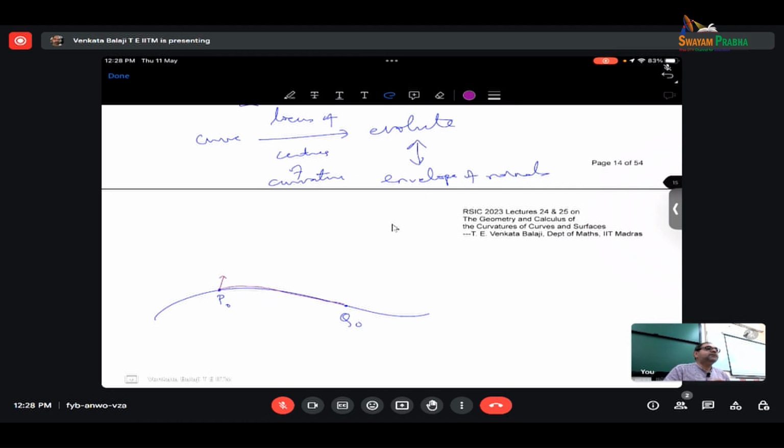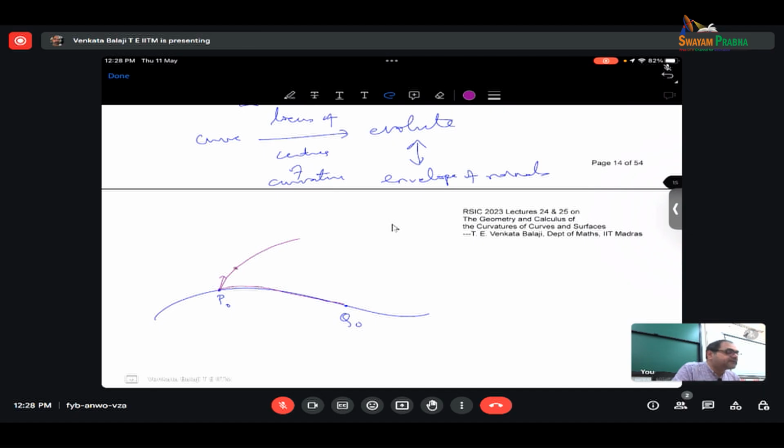The string is stuck to the curve. When I pull it, it will trace a path. That's called the involute. This is the process to reverse the taking of the evolute. When I pull this out, I will get a curve like this. What is the property of this curve?